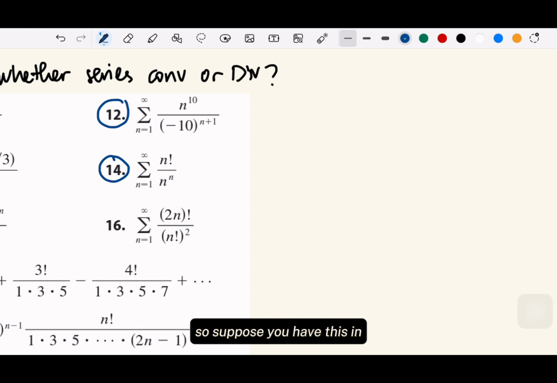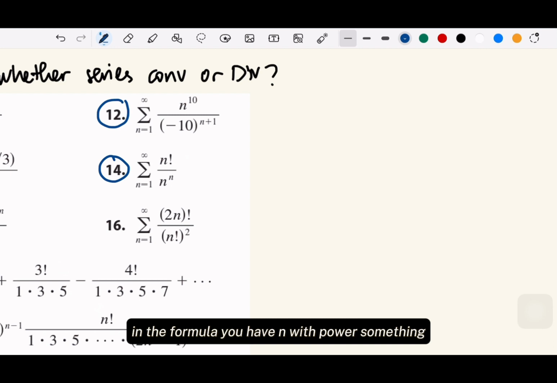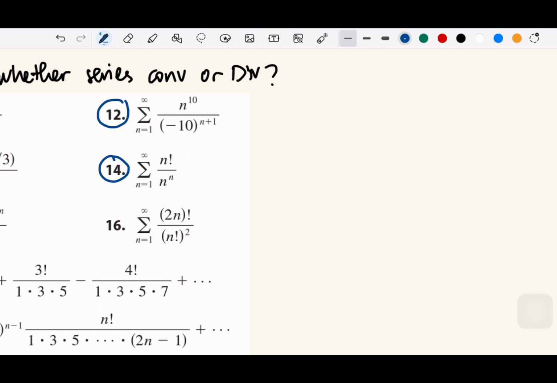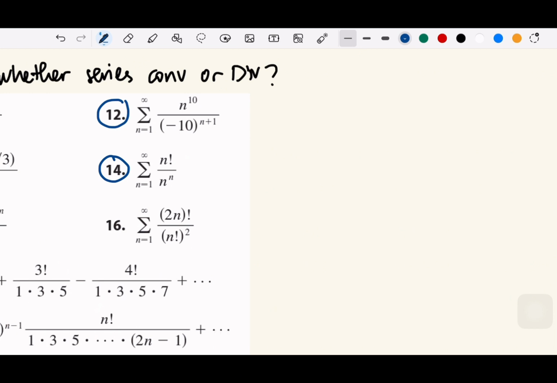So suppose you have this in the formula. Okay? You have n with power something, and then at the bottom side you have a constant with a power of n plus 1. Remember, whenever you have anything related to factorial, to some power, like this, my humble suggestion is just think about the ratio test. Because ratio is about we multiply with something.